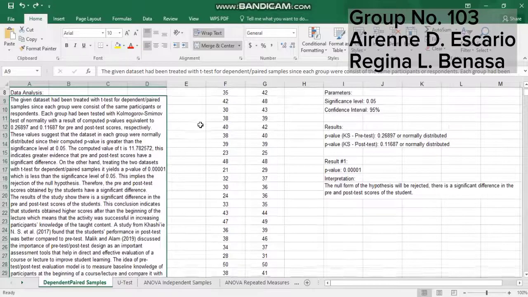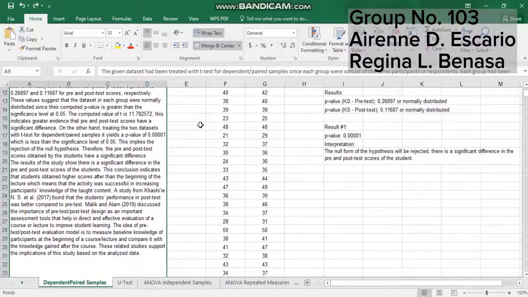The results of the study show that there is a significant difference in the pre and post-test scores of the students. These conclusions indicate that the students obtained higher scores after than at the beginning of the lecture, which means that the activity was successful in increasing participants' knowledge of the taught content.